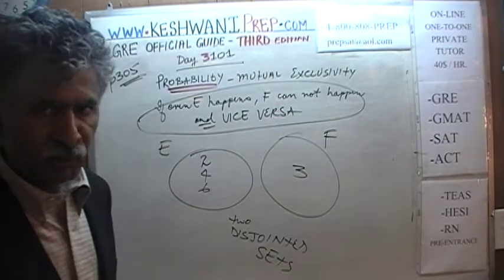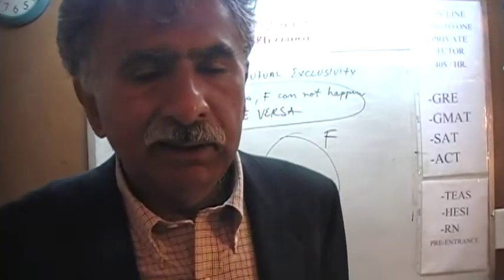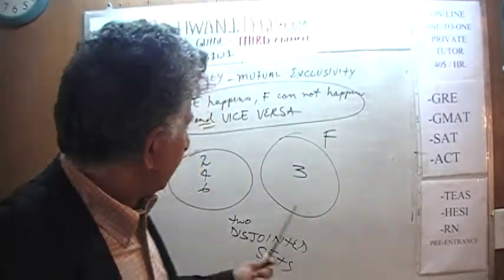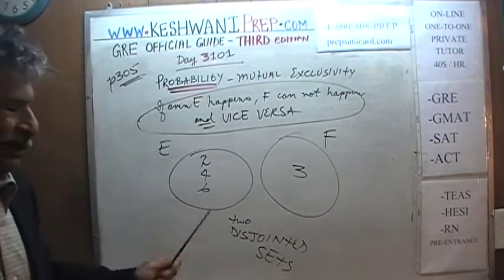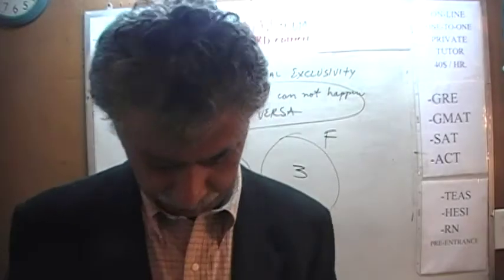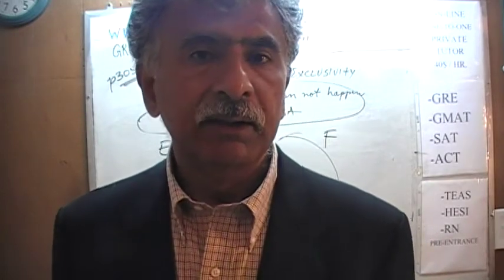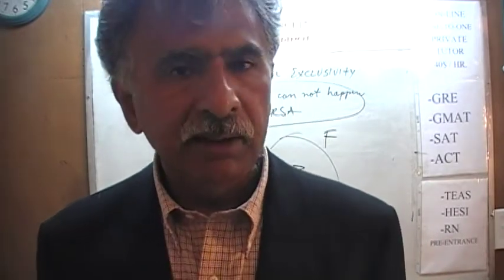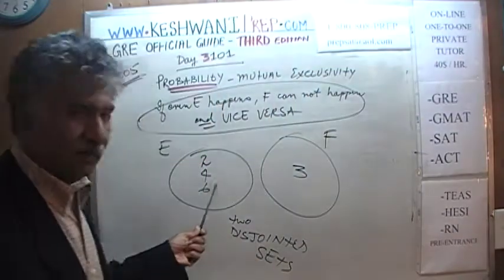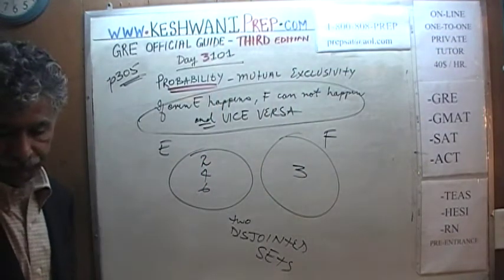If two events are mutually exclusive, in the context of a Venn diagram, we'll show them as two non-overlapping sets. They cannot overlap, they cannot touch, because they have nothing in common. Having nothing in common is another way of saying that if one were to happen, the other cannot possibly happen. If this happened, this cannot possibly happen. Do you understand?